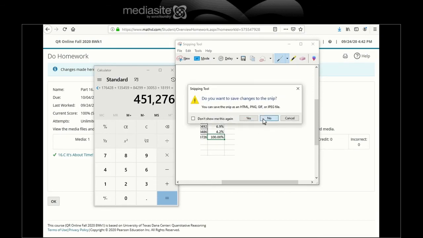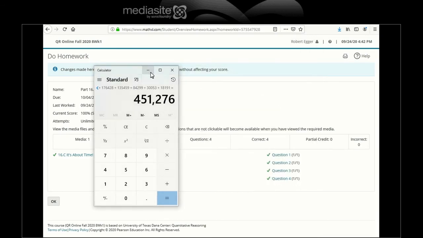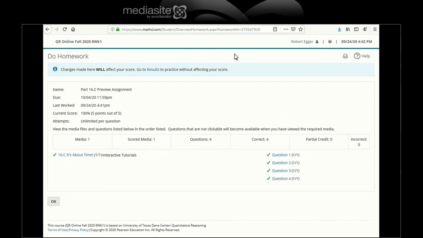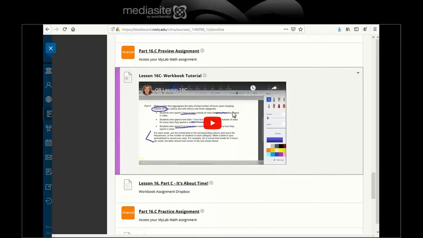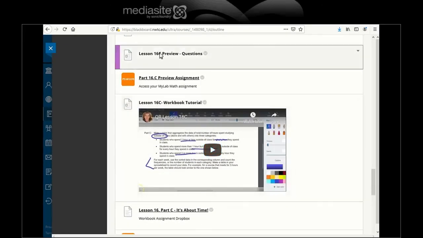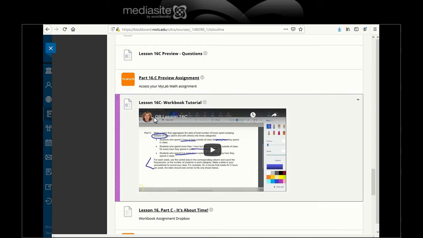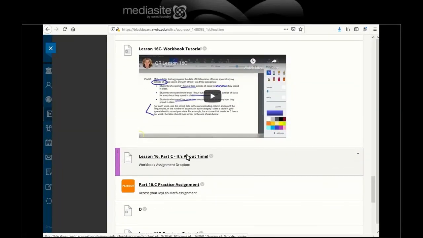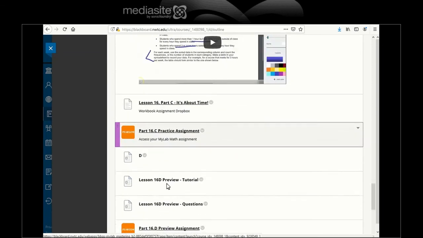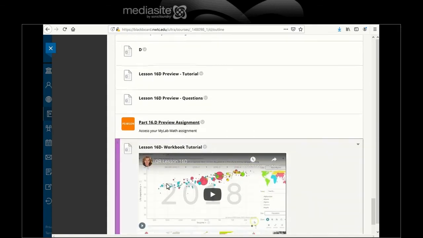Clear up. Minimize. So with the questions done, go back to them yourself, and then work with Stephanie on the workbook for 16C. Determine the copies that can be uploaded that I can read, and then the 16C practice assignment. And I'll see you for 16D sometime in the near future.